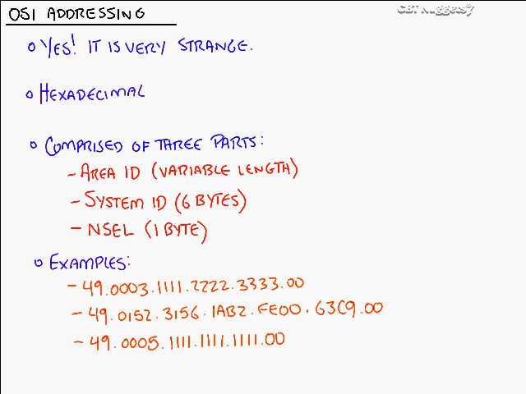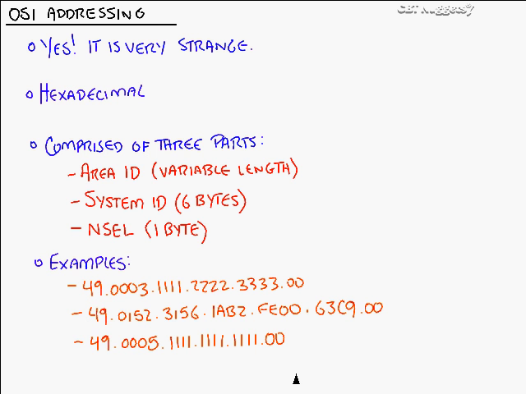OSI addressing. The first thing I have to tell people is, yes, it is very strange. It's a strange address when you look at it. Here's some examples of it down here just so you can get a feel for it. The reason I mention that is because it instantly turns a lot of people off to ISIS. They look at that address and go, oh, it's a weird address. I don't even want to mess with that. And they look to some other protocol.